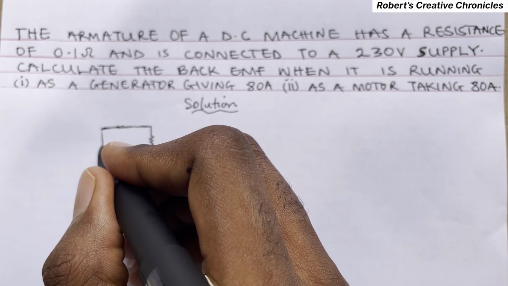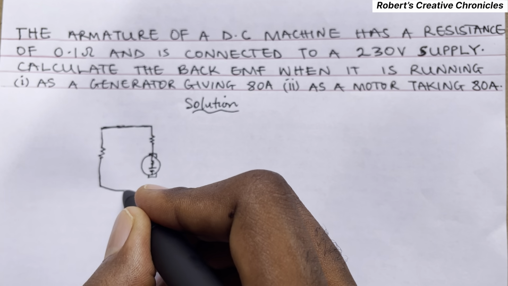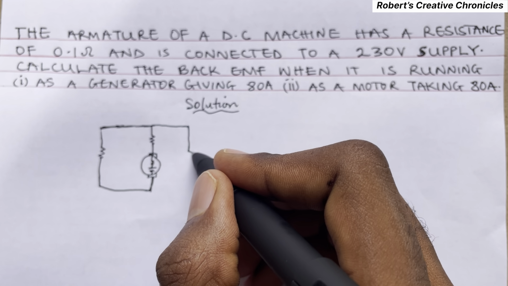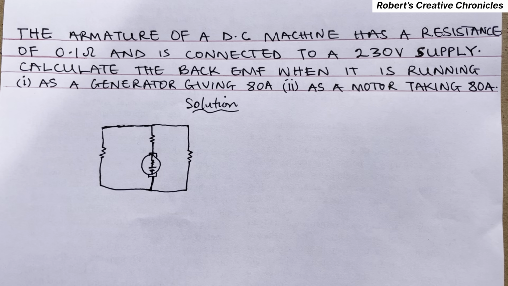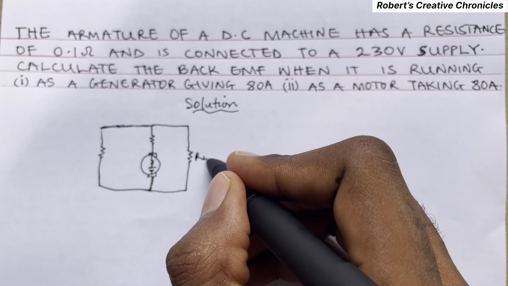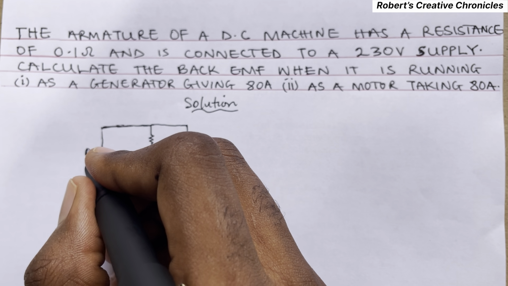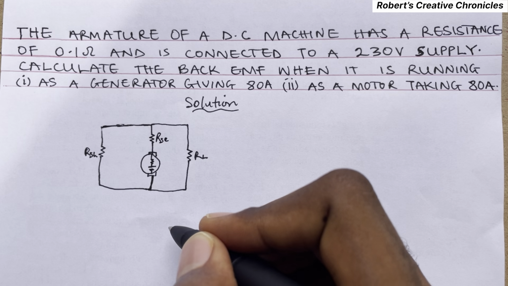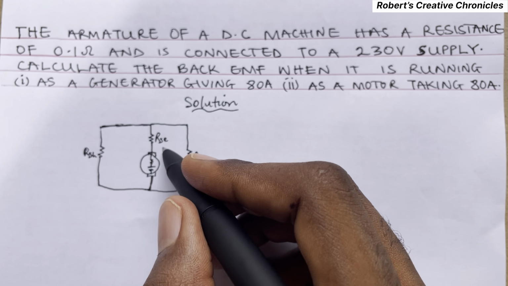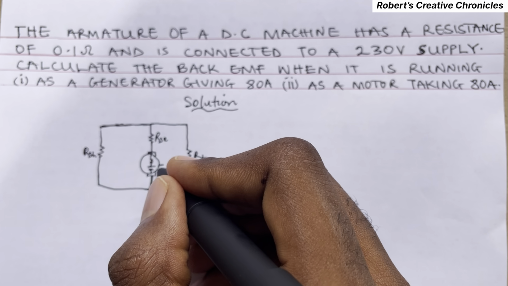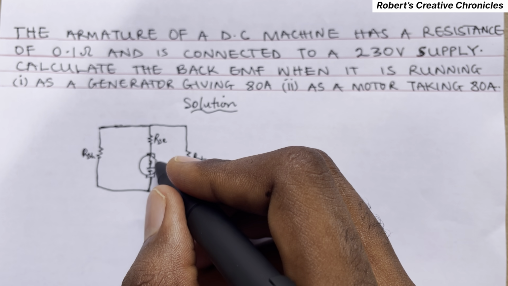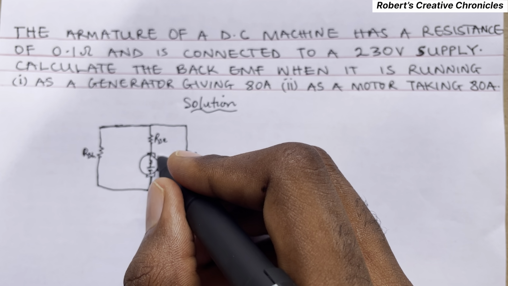So this is the load resistor RL. This is the shunt resistor. Sometimes you can write this RSH as RF. Here is the series resistor RSE. Here is the generated EMF. In a generator it is known as generated EMF. Then this is the armature resistance, the armature resistor RA.